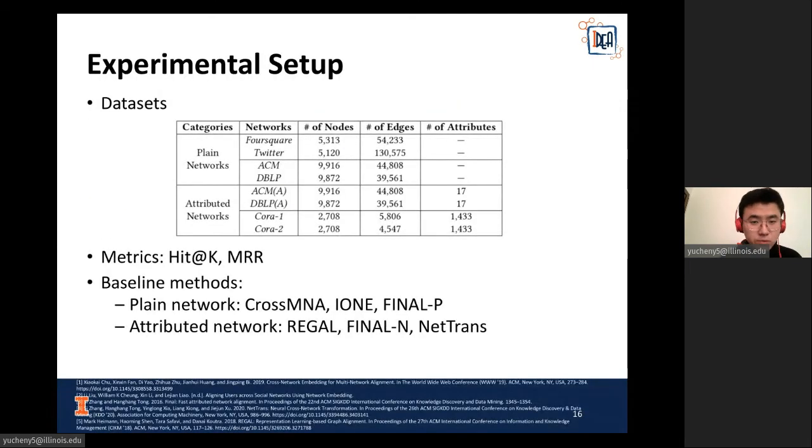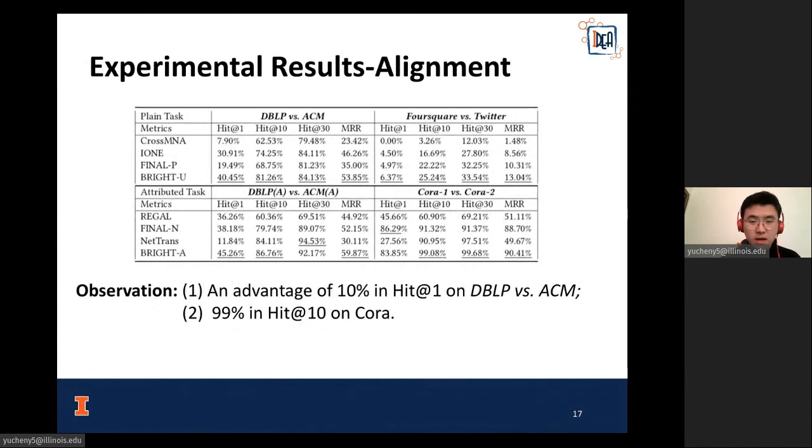For the experiments, we use two different scenarios, and for each scenario we use two different datasets. For the ACM-DBLP dataset, we have a plain version and an attributed version. For the metrics, we use Hits@K and MRR. We have three different baselines for both plain network alignment and attributed network alignment. These are the experimental results, the alignment results. We can observe that our Bright-U model has an advantage of 10% in Hits@1 on the DBLP dataset, and our Bright-A model can achieve 99% in Hits@10 on the Cora dataset.